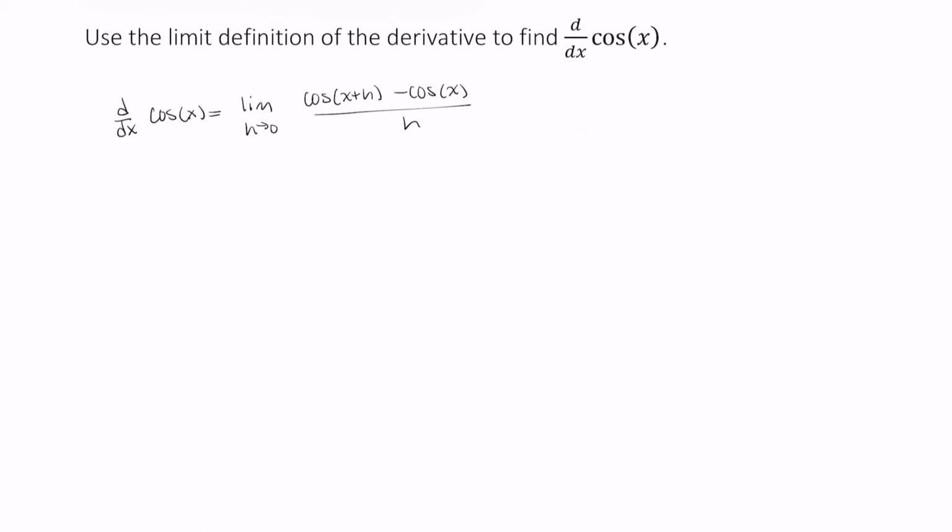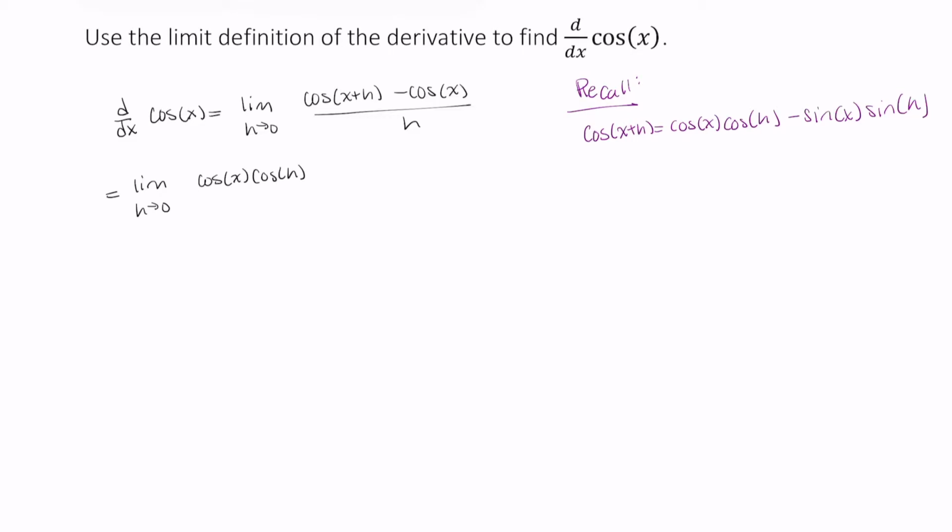And now recall from either your trigonometry course or a pre-calculus course that cosine of x plus h is equal to cosine x times cosine h minus sine x times sine h. So we can rewrite this as the limit as h approaches 0 of cosine x times cosine h minus sine x times sine h minus cosine x, and this entire quantity divided by h.